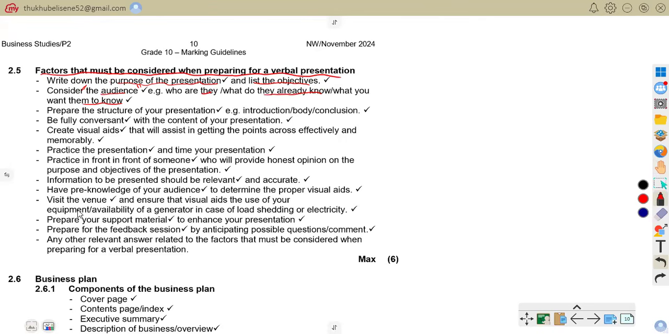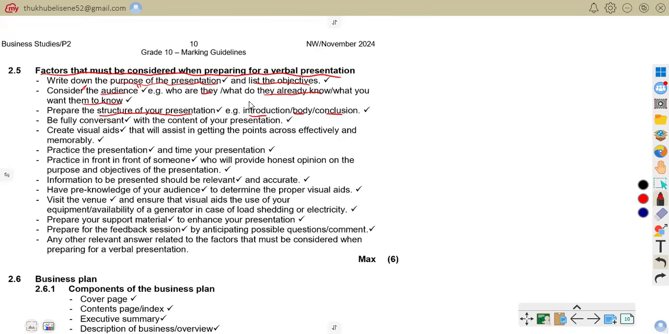Who are the audience? What do they already know? And what do you, as a presenter, want them to know? Very important. Prepare the structure of your presentation, e.g. the introduction, body, and conclusion.